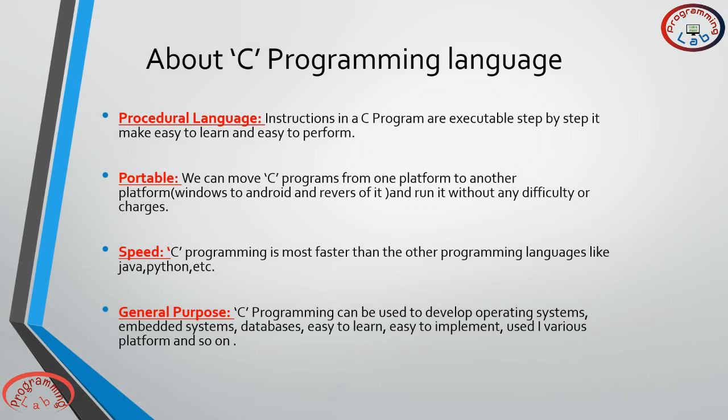Speed, C programming is much faster than other programming languages like Java, Python, etc. General purpose, C programming can be used to develop operating systems, embedded systems, databases, easy to learn, easy to implement, used on various platforms and so on.